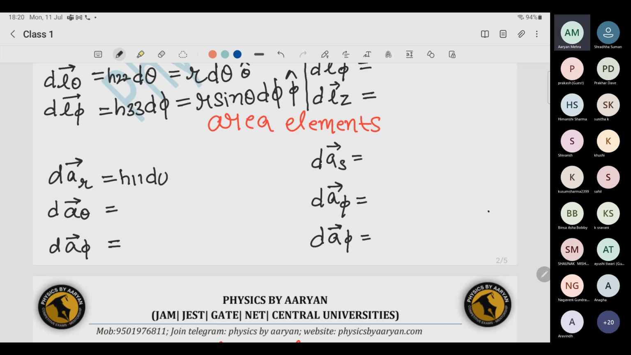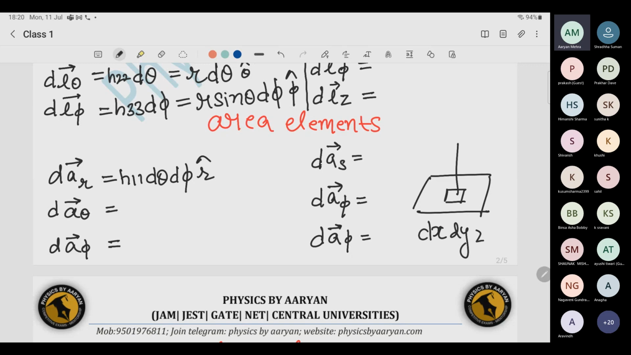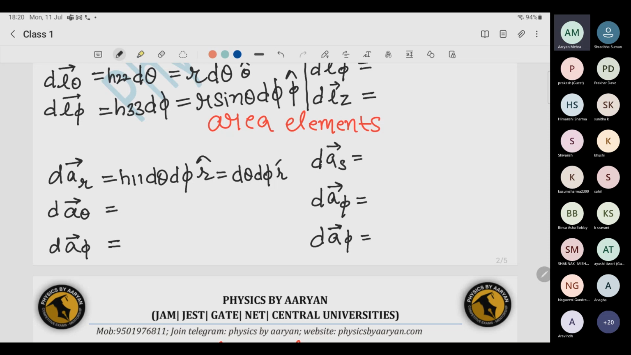So what do we write? h11 d theta d phi into r cap. Whatever is fixed, we write it as r cap. Why? Let's say this is the xy plane. You write the small area for this plane as dx dy z cap. Whatever is fixed, that is, r cap will come here. So dA_r is a small area when r is fixed and d theta d phi is changing. So we write d theta d phi and multiply by h11. What is h11? That is 1. So simply it will be d theta d phi r cap.